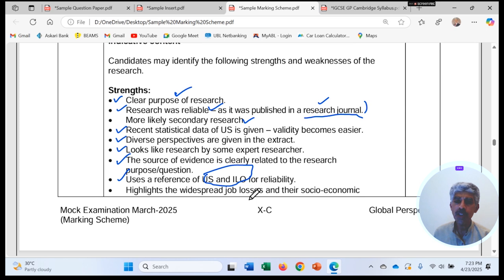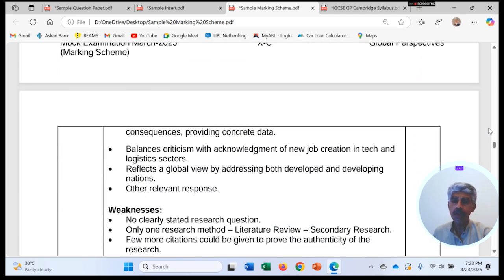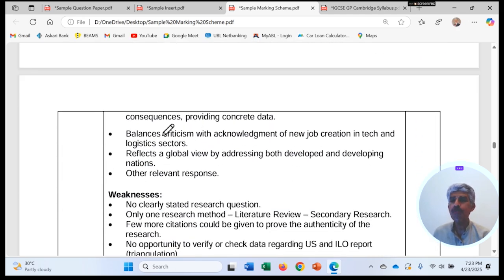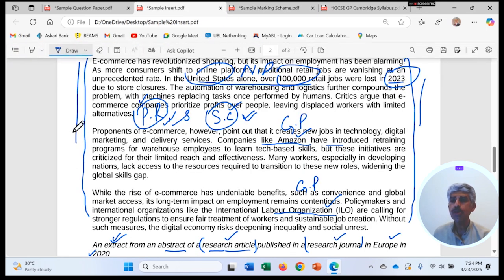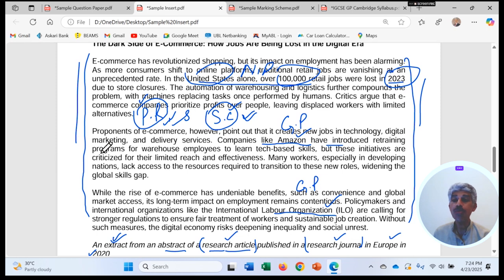So it highlights the widespread job losses and their socioeconomic aspects. So it means that the whole of the research is really very much comprehensive. It balances criticism with acknowledgement of new job creation in the technology and logistics sector, and reflects a global view by addressing both developed and developing countries, and other related responses they all are given. So it means that this particular extract over here in source 3 carries many of these strengths.